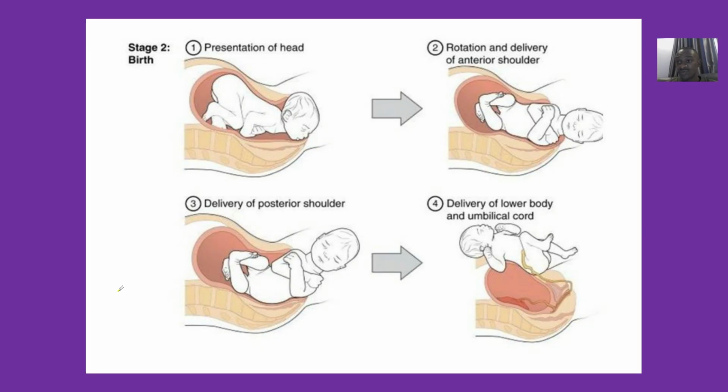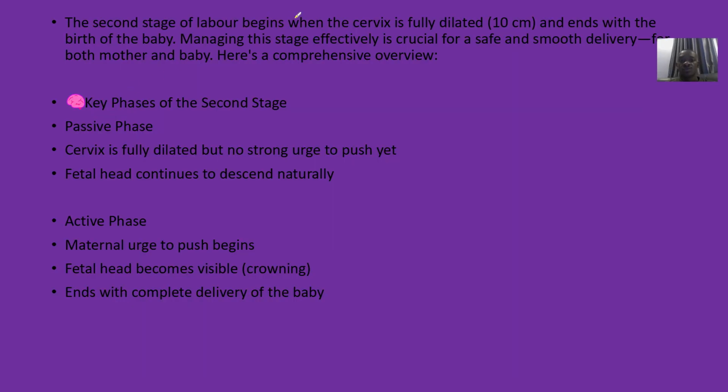So how can you manage this second stage of labor and make sure that everything is going on really safe? The second stage of labor begins when the cervix is fully dilated and it ends with the birth of the baby. Managing this stage is very important for a safe and smooth delivery. Of course, it will be of advantage to the mother and the baby.